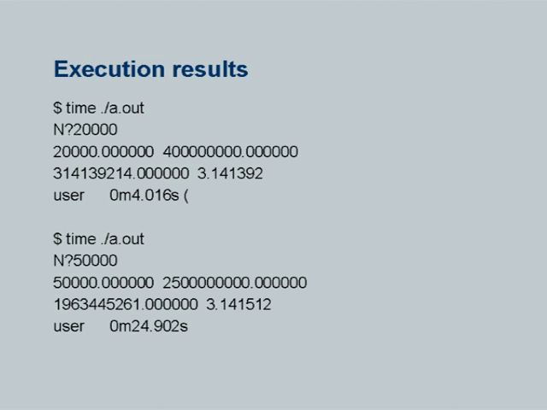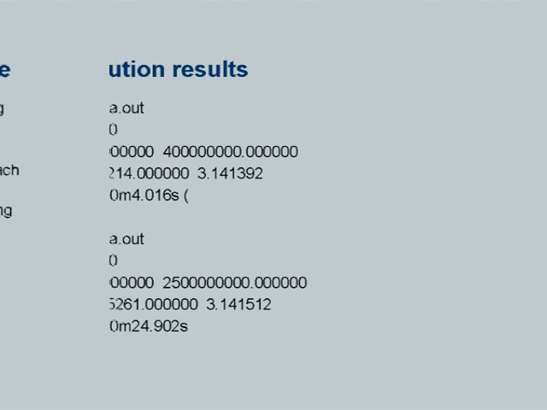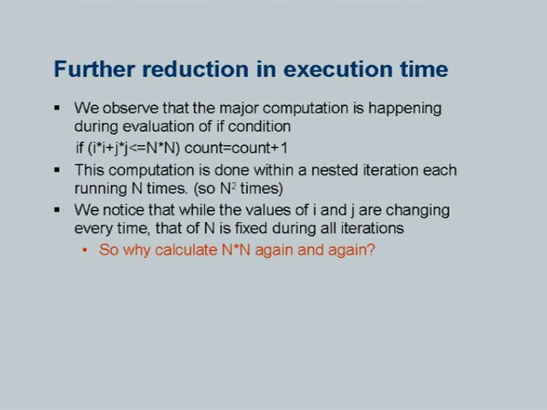Observe that the user time is 24.902 seconds, roughly similar to the execution time that we had observed earlier. So there is no difference in so far as execution time is concerned, but we have finally ensured that we get an accurate estimate of pi. Now we concentrate on further reduction in execution time.